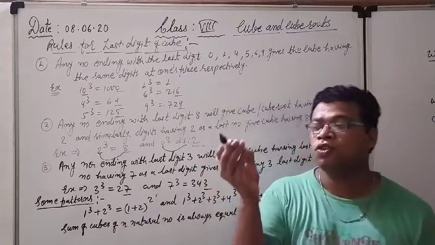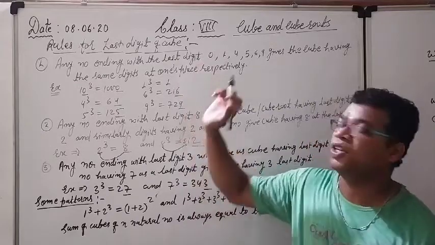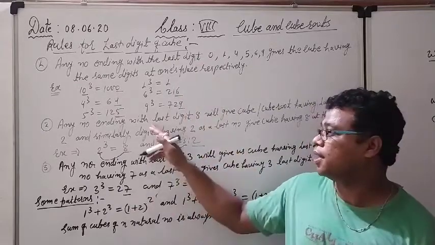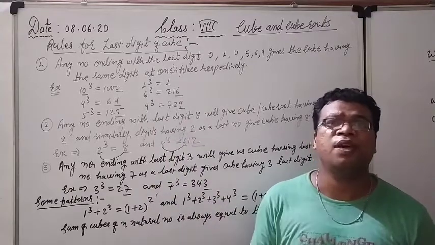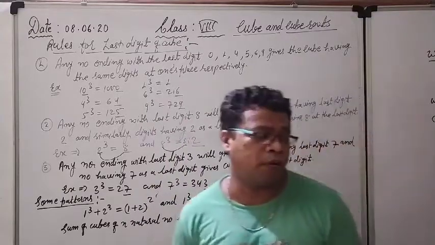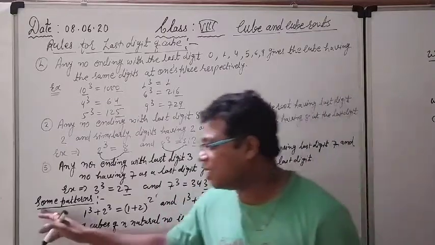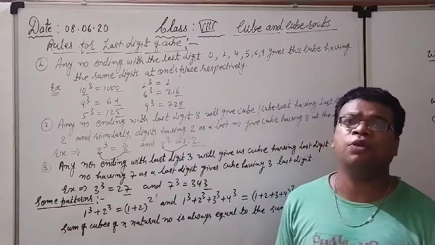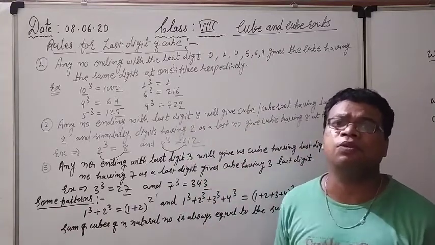Right now you can see 0, 1, 4, 5, 6, 9. These 6 numbers are already finished in the first rule. And after that there is a connection between 2 and 8, and there is a connection between 3 and 7. So in this way, these rules are very much important for all of us. Right now see, lastly I have written some patterns. There are some patterns that we need to understand, and they help us to solve some kinds of problems.